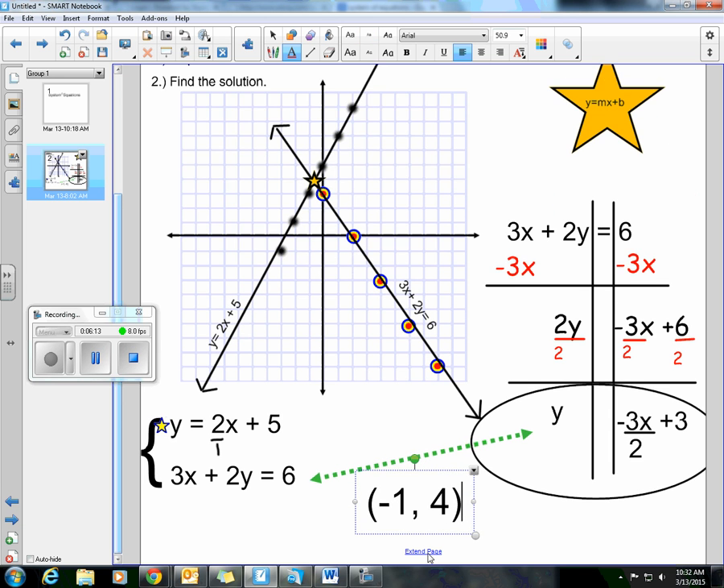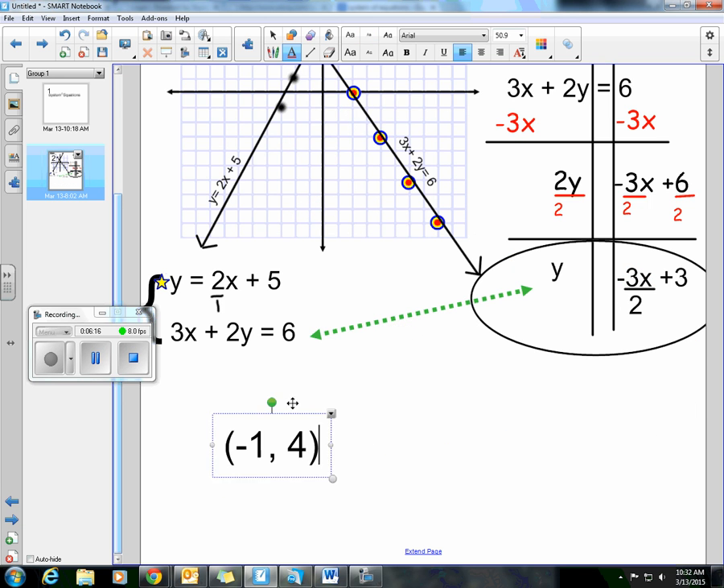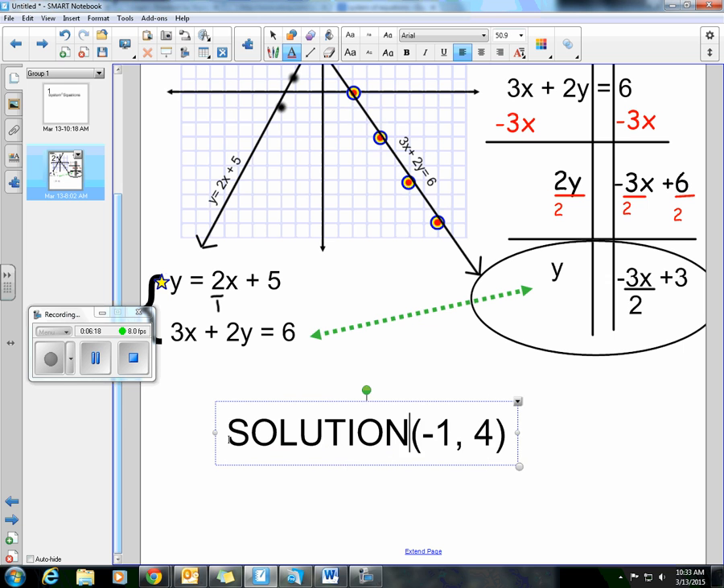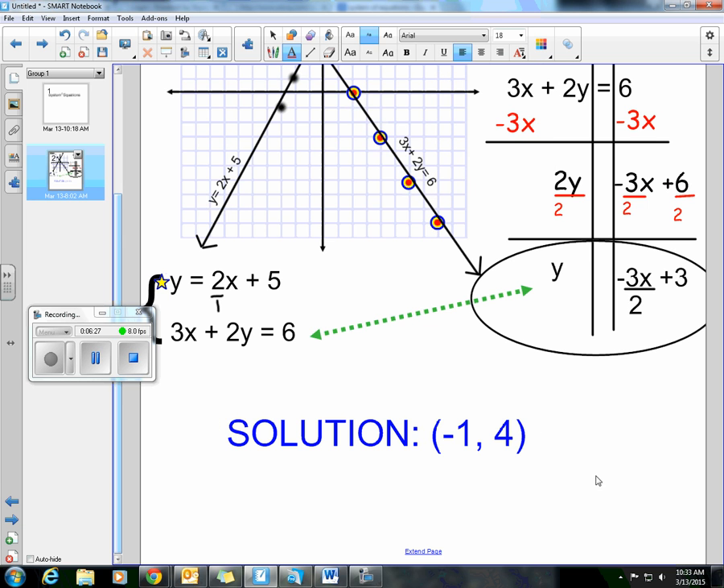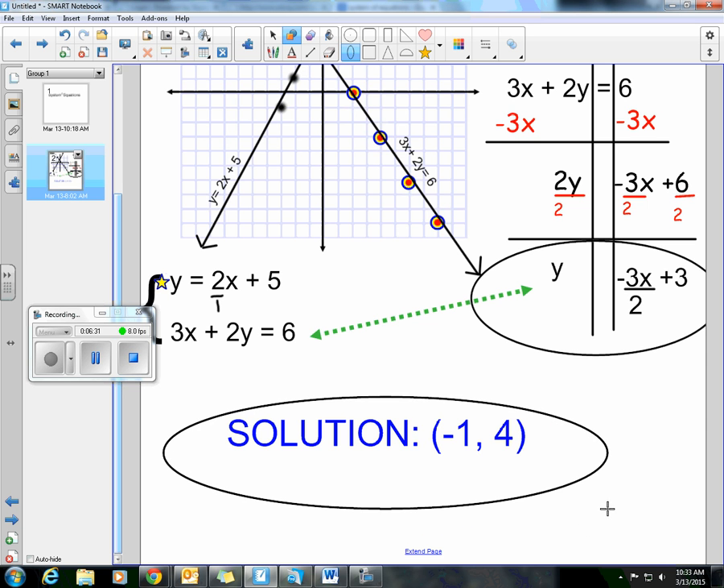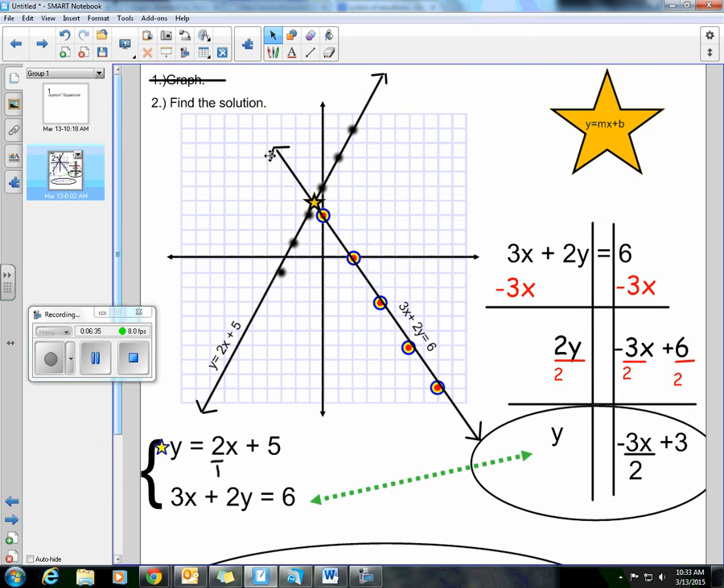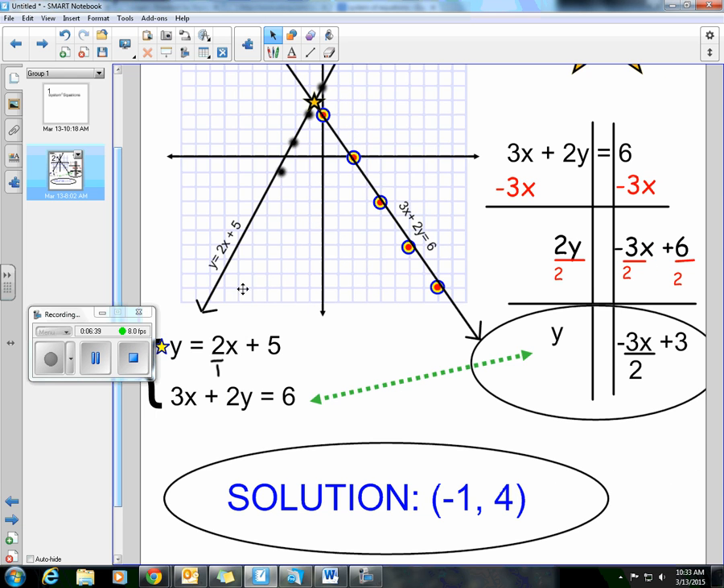I'm going to extend my page. And I'm going to say this is the solution of the system of equations. Make it blue. And I'll even circle it, put an oval around it. And that is how we graph a system of equations and find the solution. The solution of these two lines is -1, 4.